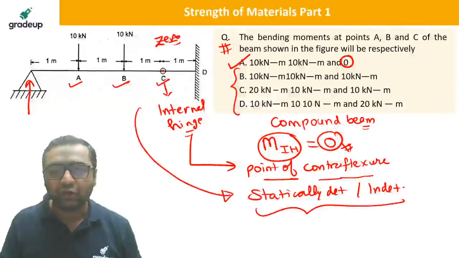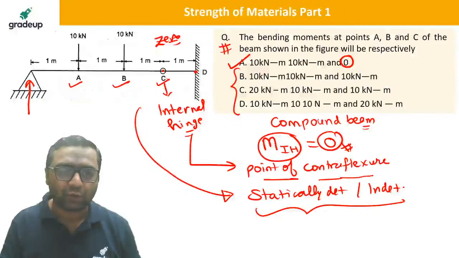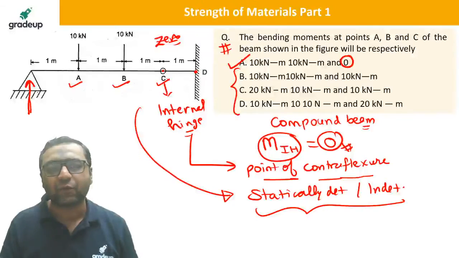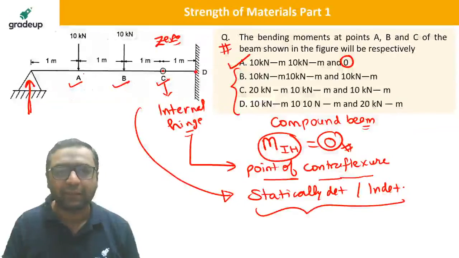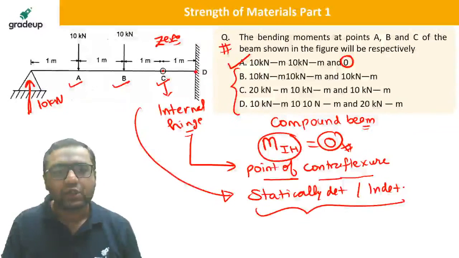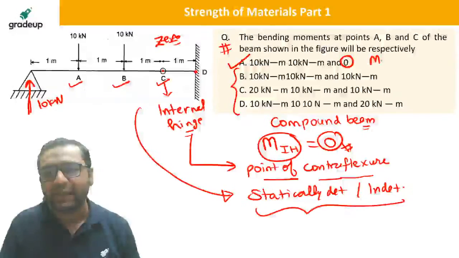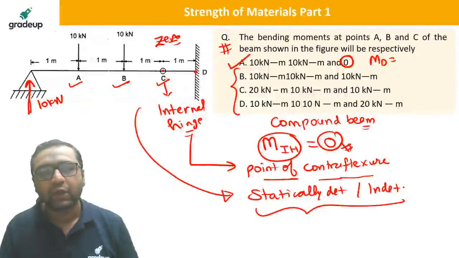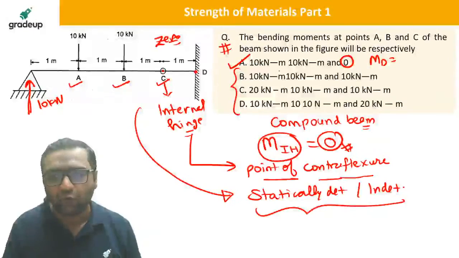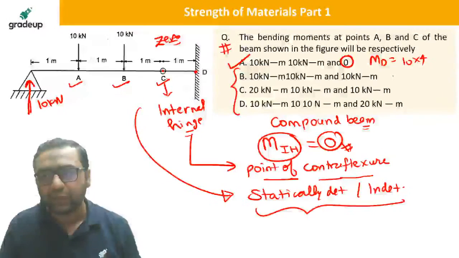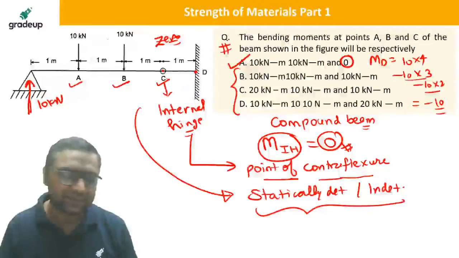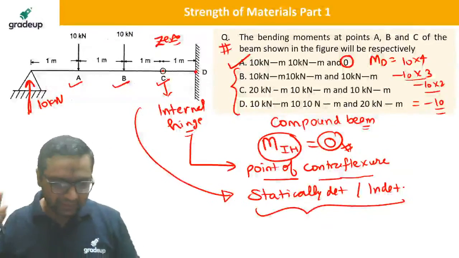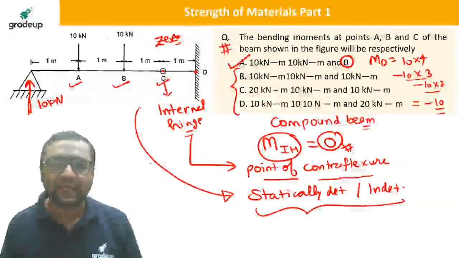Dear, at D, when you will be checking it, for that you need to find out the support reaction first. So if you get this support reaction, then I can tell you. If you find out the support reaction by assuming it to be a simply supported beam, then you will be getting 10 kilonewton. So if you find out the bending moment at D, what you will be getting, I am telling you: 10 into 4 minus 10 into 3 minus 10 into 2. So it will be 40 minus 30 minus 50, which will be minus 10. Yes, it is correct.